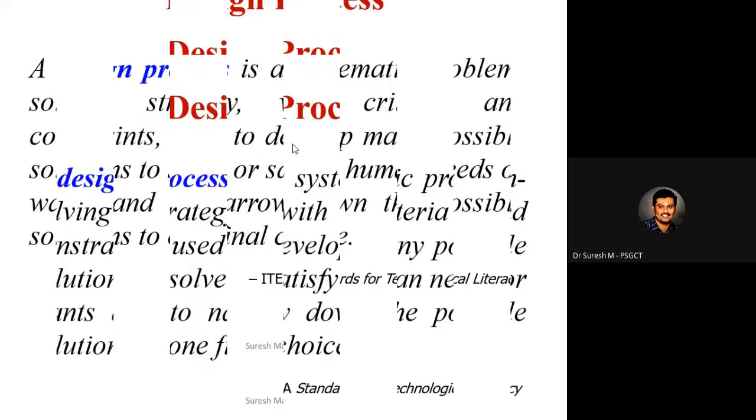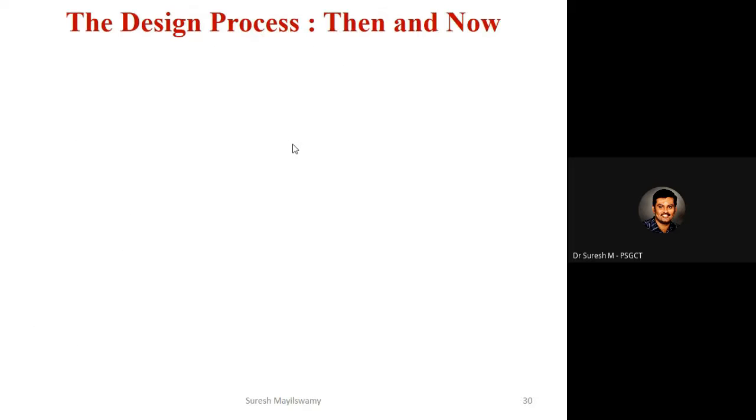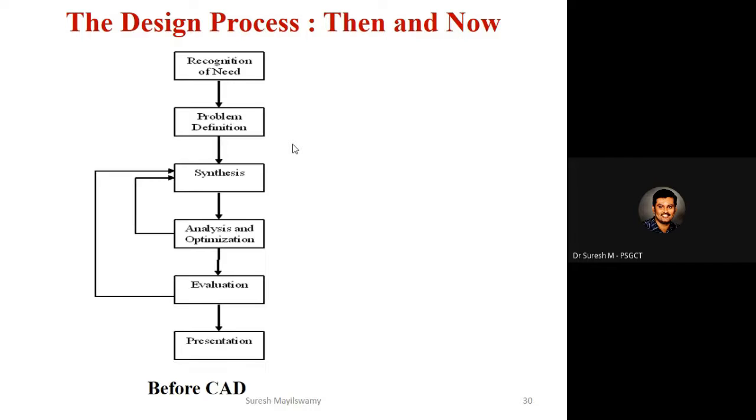And who all developed the design process? So these are the four basic models of design process. Shigley, Pahl and Beitz, Sosiva, and Earle models are developed for design. So we will see them one by one. First we will see what the design process is. So this is the Shigley model of design process.